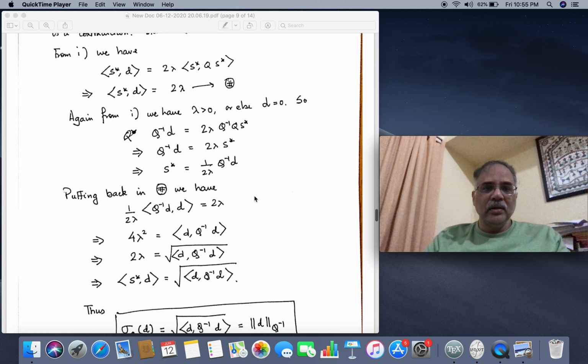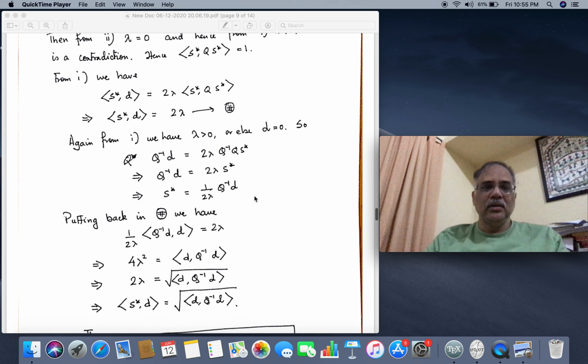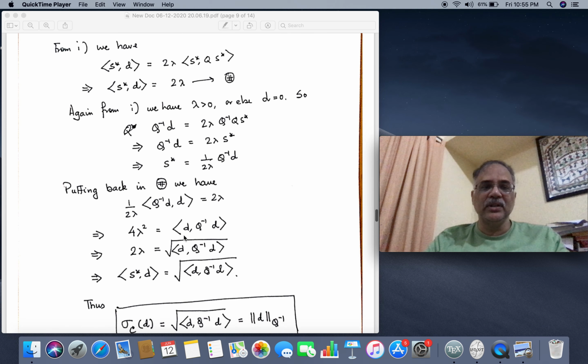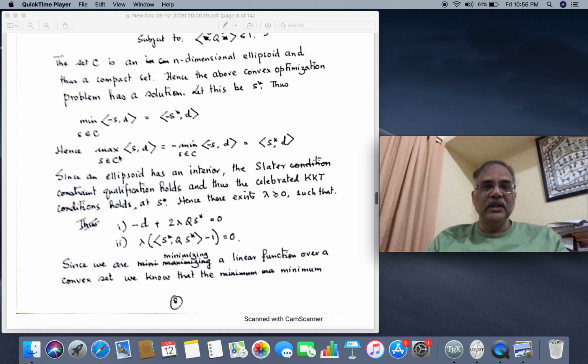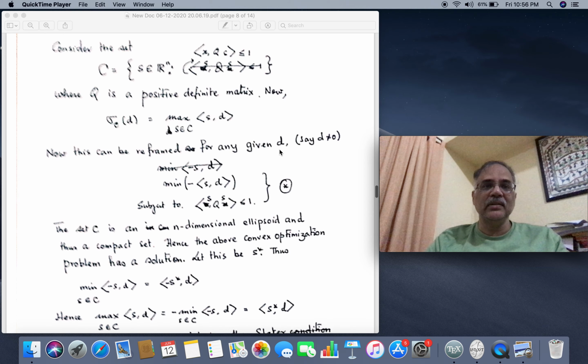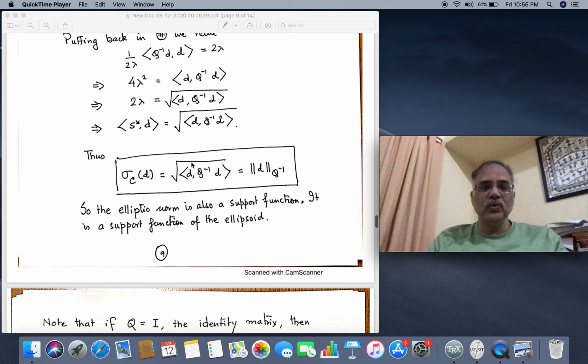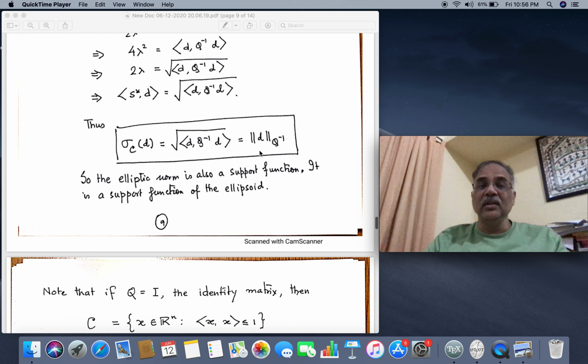So again, in the expression S star d, from here you put this expression of S star, that is 1 by 2 lambda Q inverse d. So you get d Q inverse d is 4 lambda square. So 2 lambda is root over d Q inverse d. So S star d, which is the maximum, which is actually the value of the support function, is this. Because S star d is the max of this, and that is nothing but the support function. So the support function is nothing but the norm of d in Q inverse.